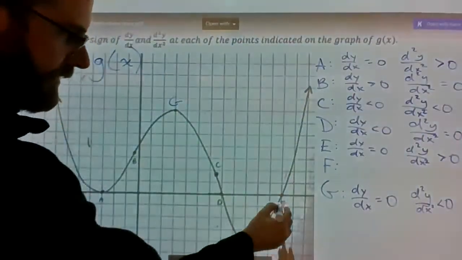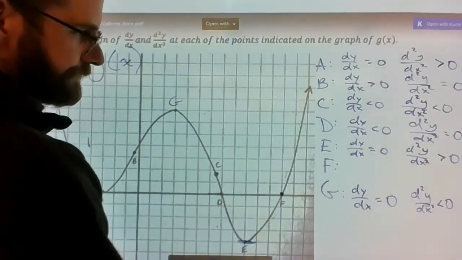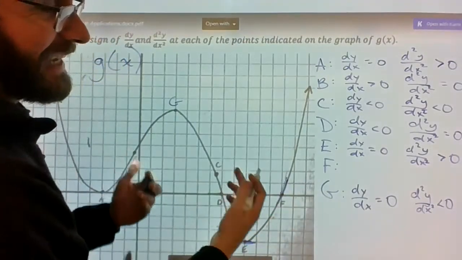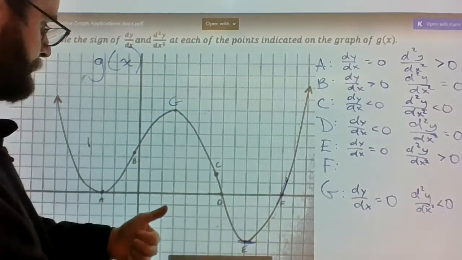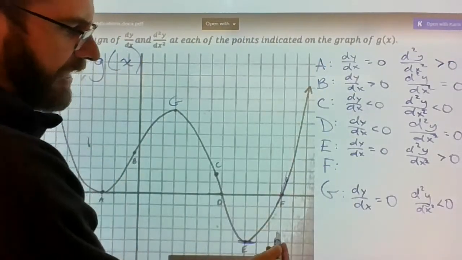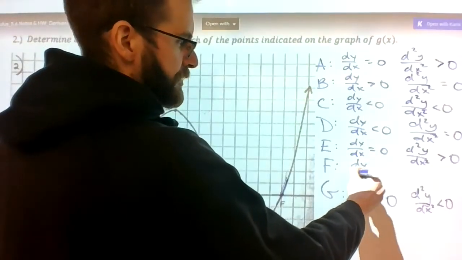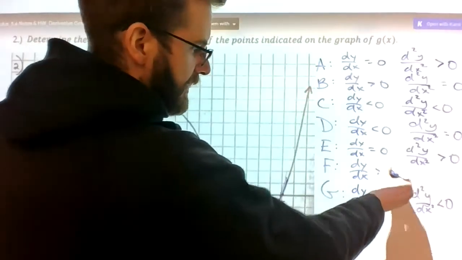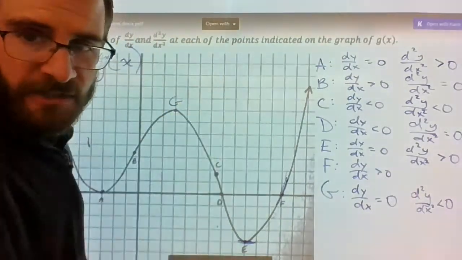And then F, concavity is still up, and the slope of the tangent line is up. So it's kind of like concave up forever beyond that. So the first derivative, it's a positive slope, positive tangent line. The second derivative, concave up, is also positive.